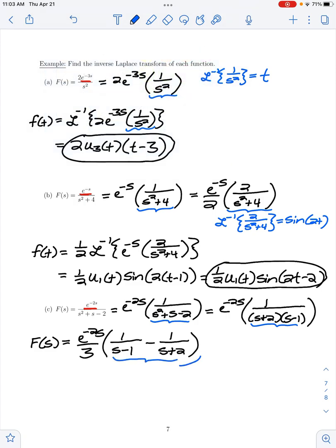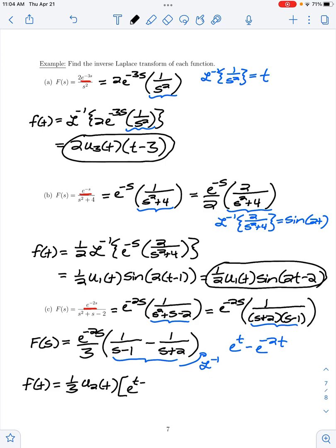And now the inverse transform of this expression is given by e to the t minus e to the negative 2t. So when I'm finding the inverse transform of this capital F of s function, I have a constant 1/3. Because of the e to the negative 2s, my inverse transform will involve a unit function at time 2. And then I multiply by the inverse transform of whatever came after this exponential, but shifted 2 units to the right.